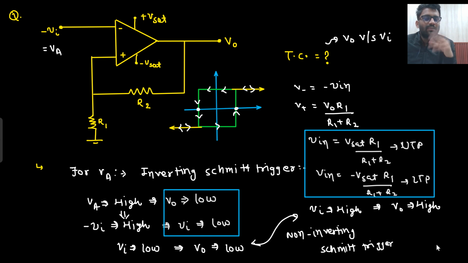Then I will see when I go towards minus V set. So from plus V set, you are going towards minus V set. Whatever the condition is, based on that you draw the graph. Then assume your output to be minus V set. So from minus V set to plus V set, you draw the transition point, and then from there you see how to go from minus V set to plus V set.